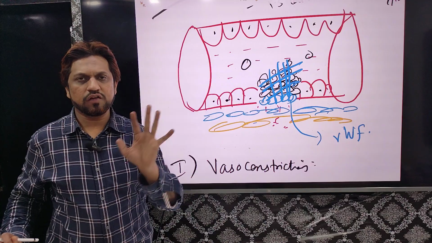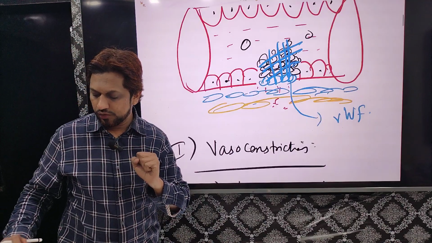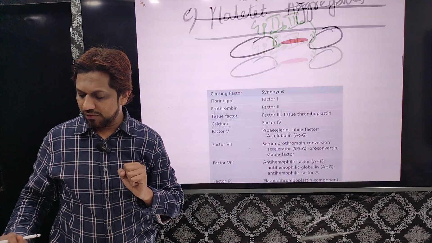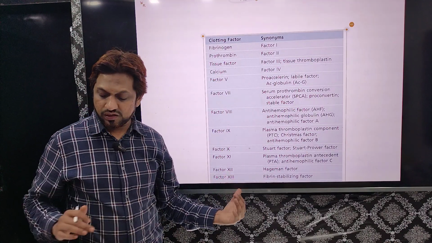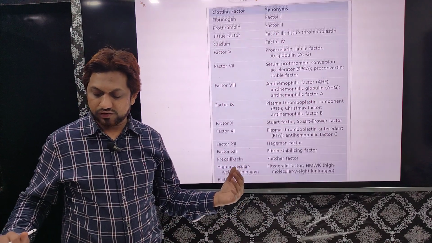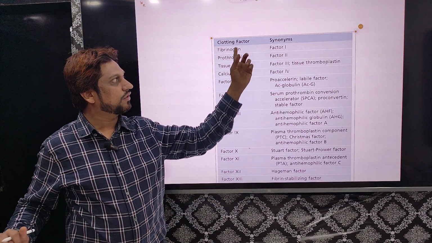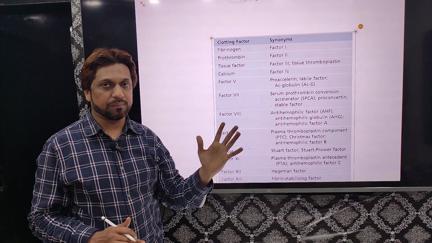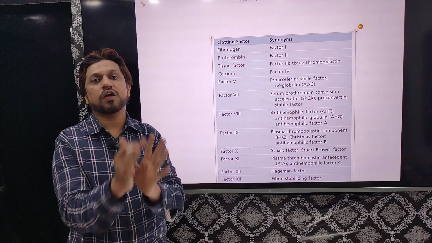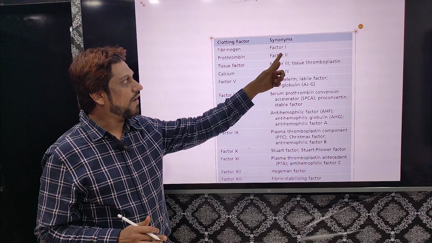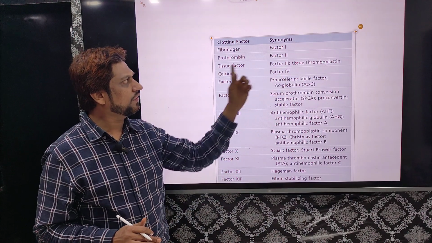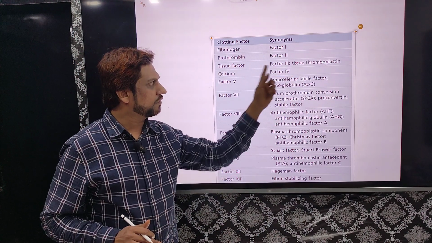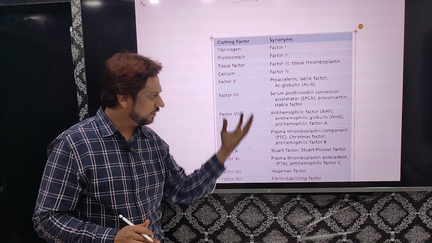There are so many clotting factors, some chemicals present here. They are named according to Roman numerals, up to factor 13, and other clotting factors are there. For example, factor 1 is fibrinogen, a plasma protein, which is converted into the fibrin thread. Factor 2 is prothrombin. Factor 3 is tissue factor, tissue thromboplastin. Factor 4 is calcium. Similarly we have many other things.